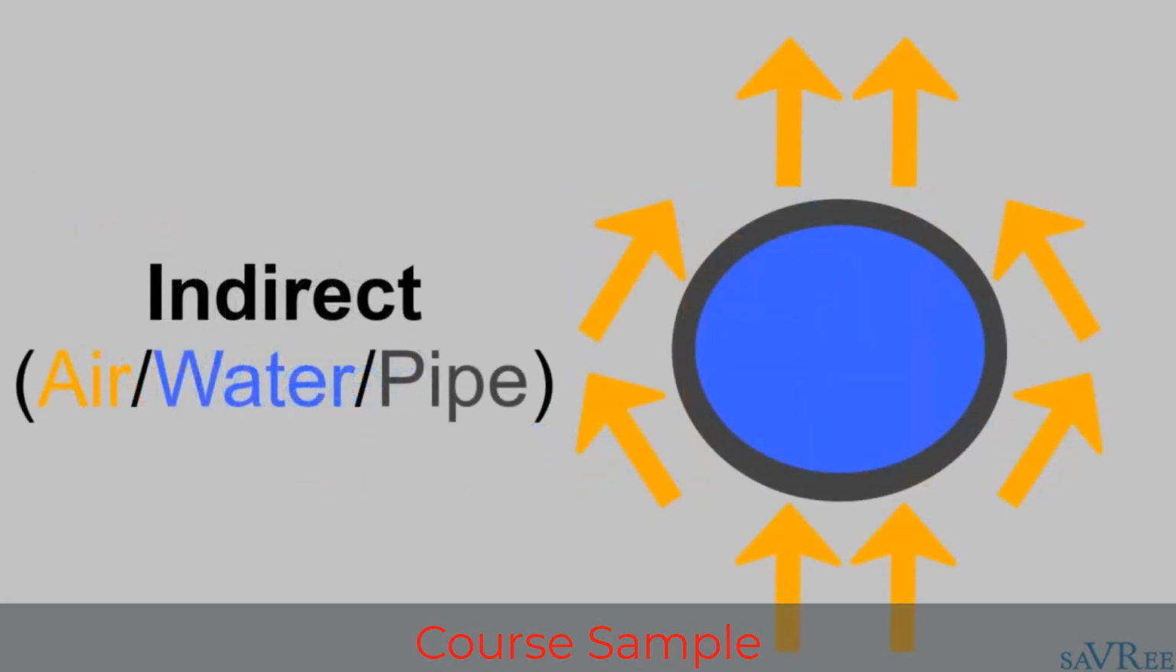The air cools the metal pipe, and the metal pipe then absorbs more heat from the water, which is then cooled by the air. Thus, the water is cooled indirectly.